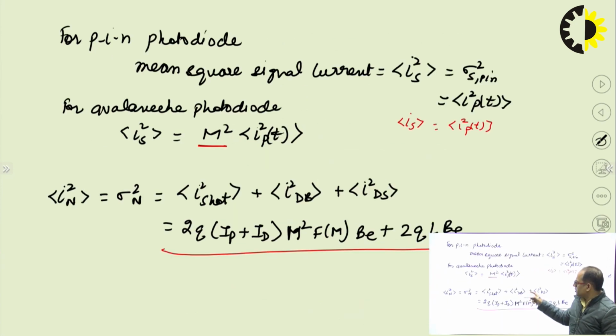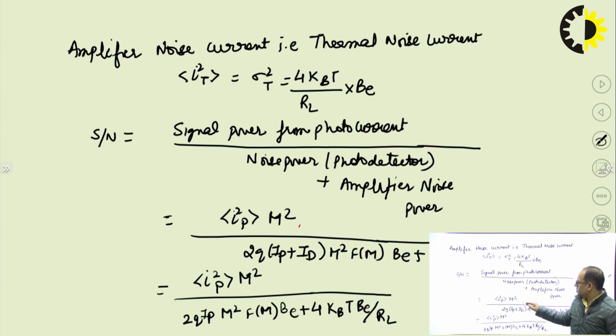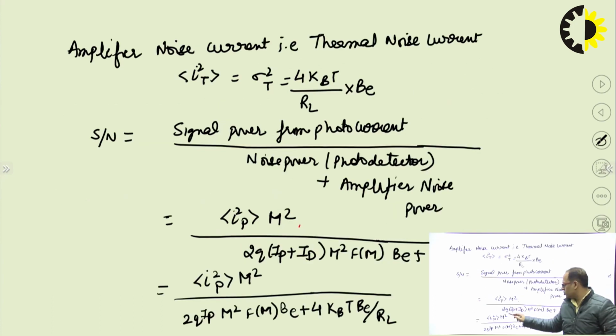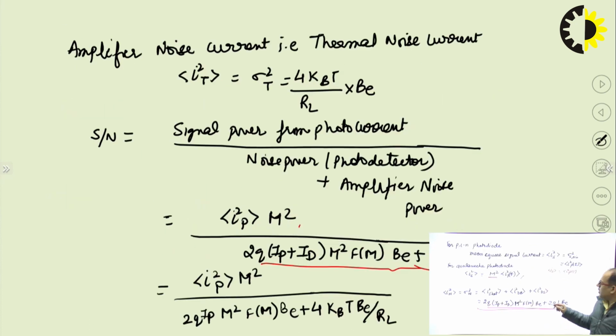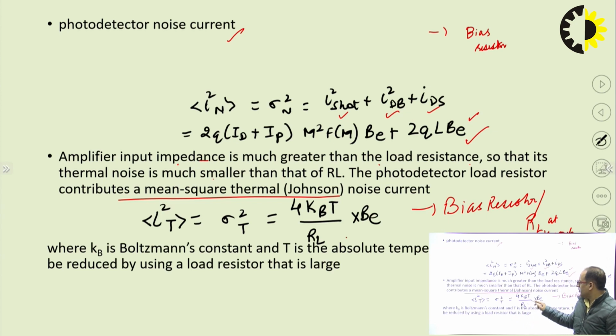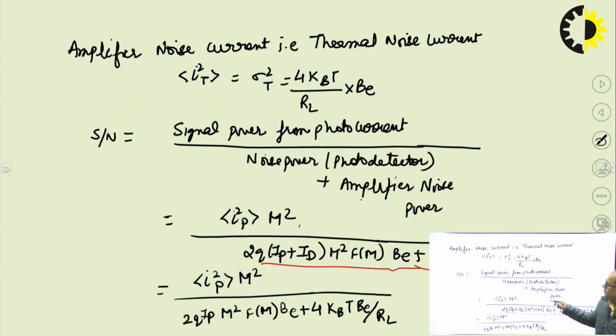So just put the value of signal power here in this equation, and then the photodetector noise power, which is equal to this one, put this equation here, plus the amplifier noise. This amplifier noise I have already discussed, that is equal to 4 kBT upon RL into B. This is the amplifier noise or thermal noise current. If we add this on putting these values, we will get this, the SNR. Clear?